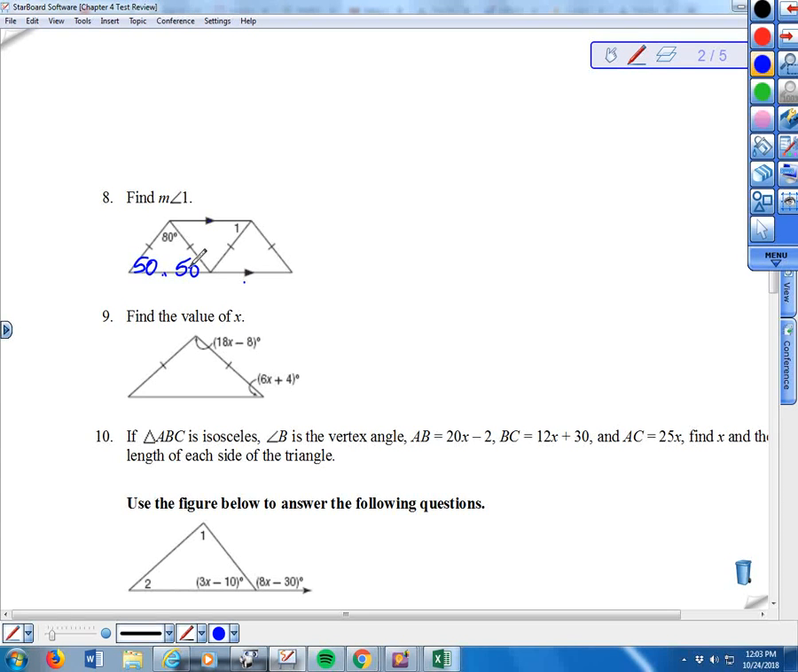Now what can I do? Well, if I see that these are parallel, and there's my transversal, and this is 50, what's that angle? 50, because of the alternate interior angles theorem. That means this is 50, right? So what's angle 1? 50. Because this angle and this angle are the base angles in this triangle. That's your vertex angle.